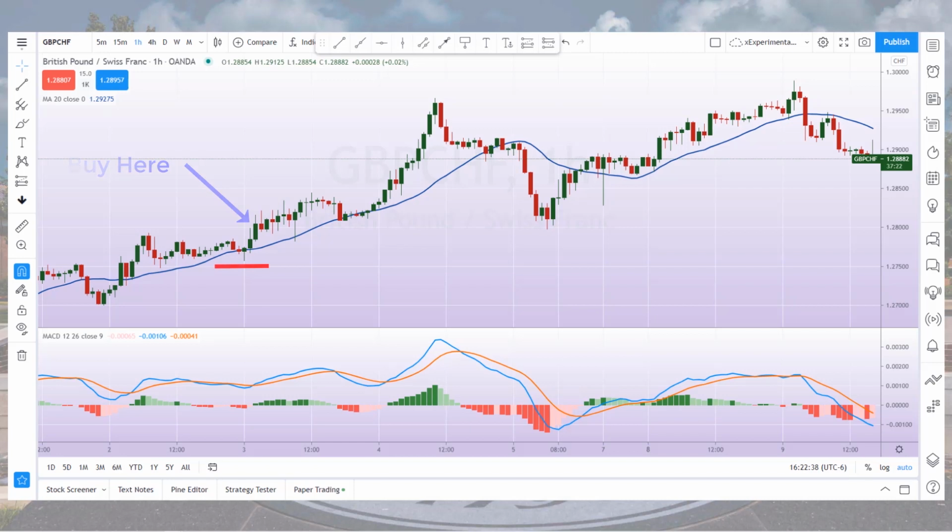The stop loss goes right under this prior swing low. Now the exit for this trade is right here for a tiny profit of 4 pips. That, of course, is not a whole lot to write home about, but that's not the end.